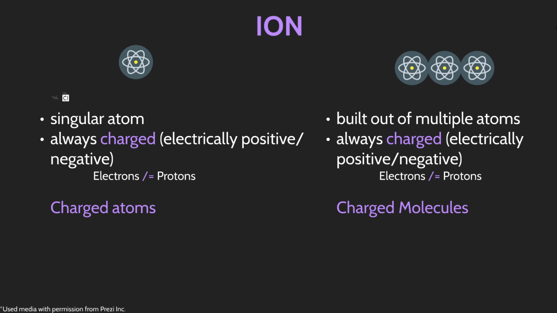To put it in a nutshell, if we have something charged, it's called an ion, and when not, we take a look if we have just one atom or multiple atoms connected. If they are connected, we call them molecules.